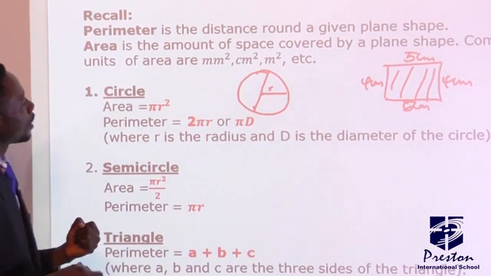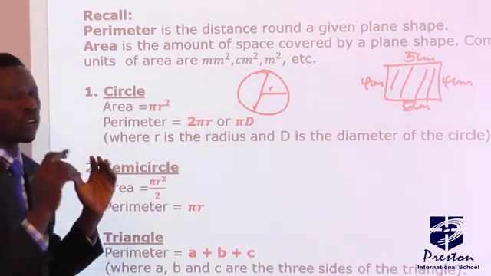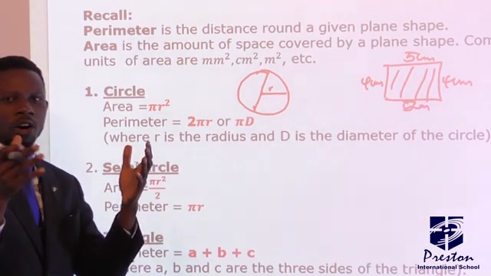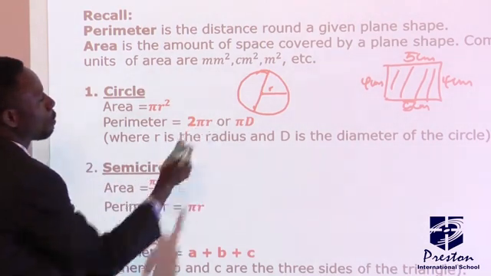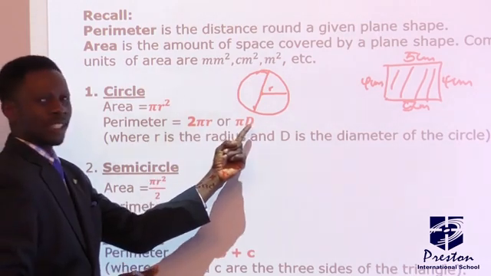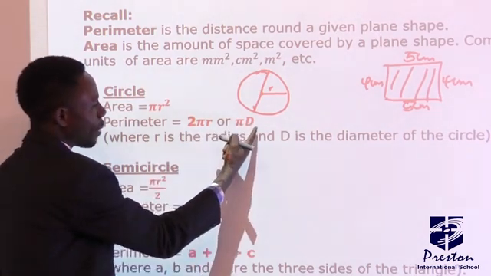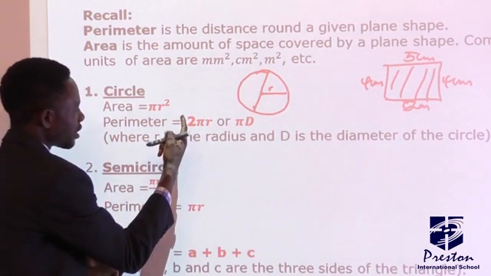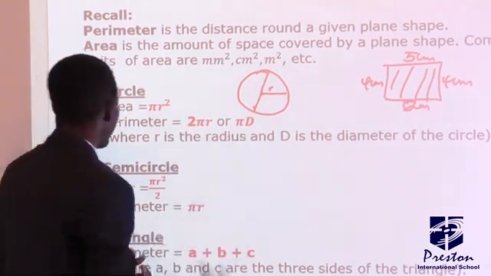Okay, we have the perimeter of a circle, which is also the same as the circumference. It can be called perimeter, it can also be called circumference. We have it to be 2 pi r or pi d. Don't forget I told you diameter is also the same as 2 radii. So that means either you use 2 pi r or pi d.